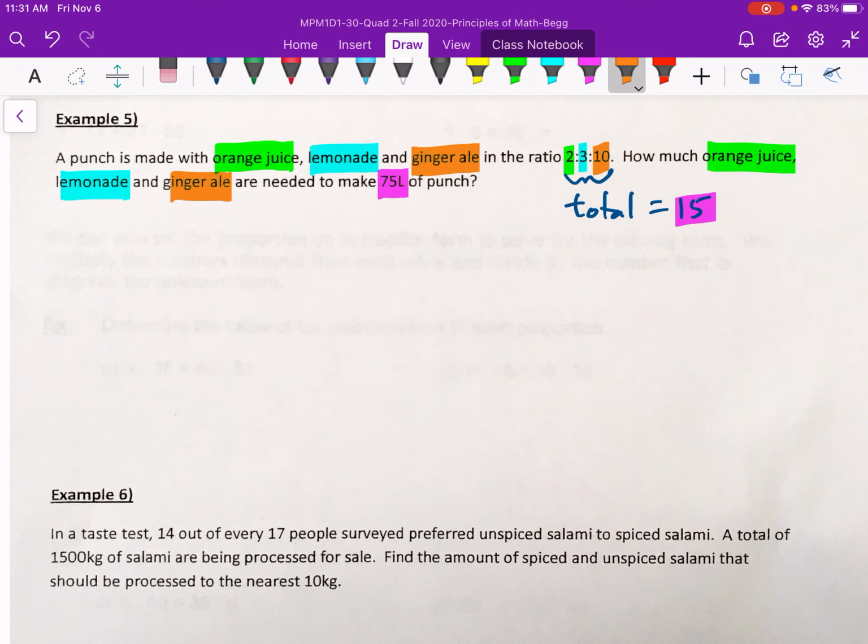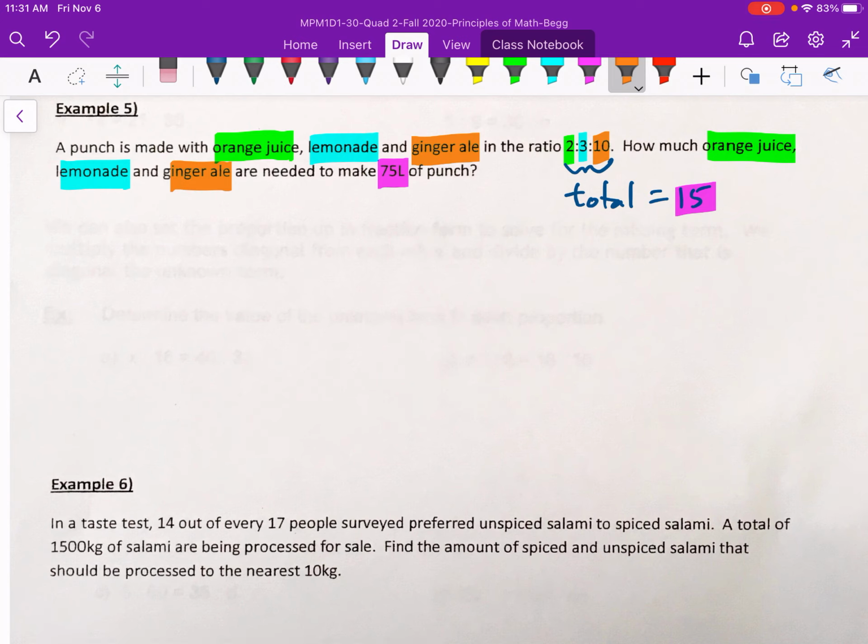So I can only do one thing at a time. So I'm going to set up a ratio. I'm going to set up a ratio of orange juice to total to start with. So 2 parts orange juice to 15 parts total is equal to, and I'm going to let x be the amount of orange juice, OJ for short. So 2 to 15 is equal to x to 75 liters.